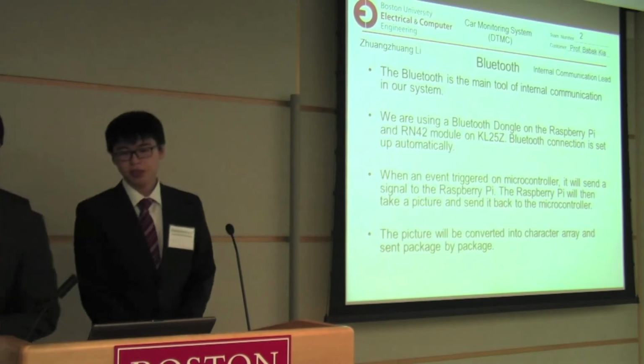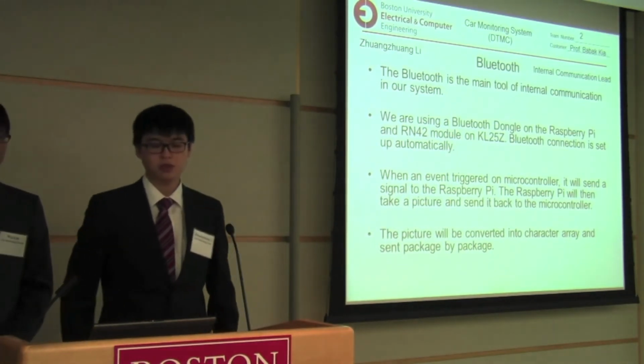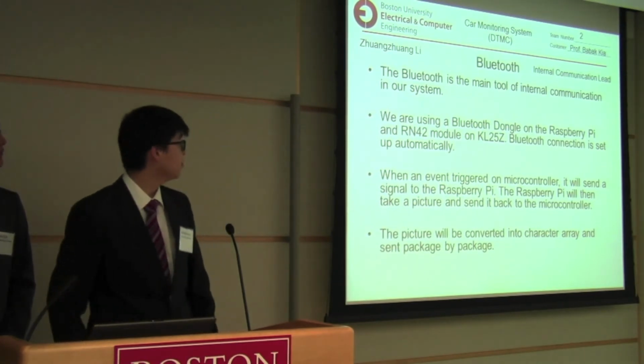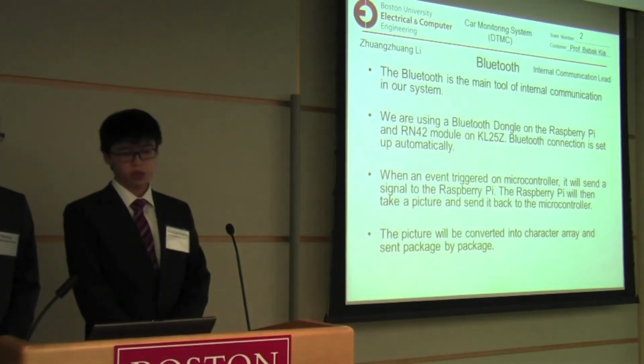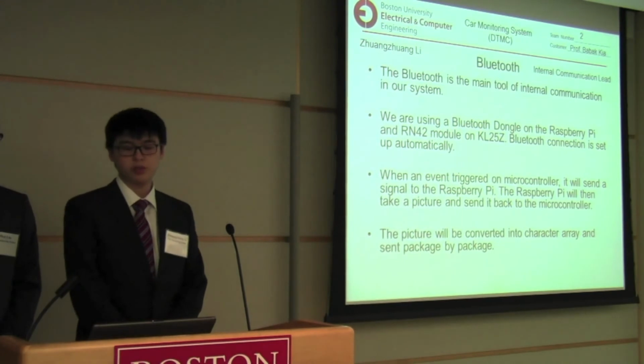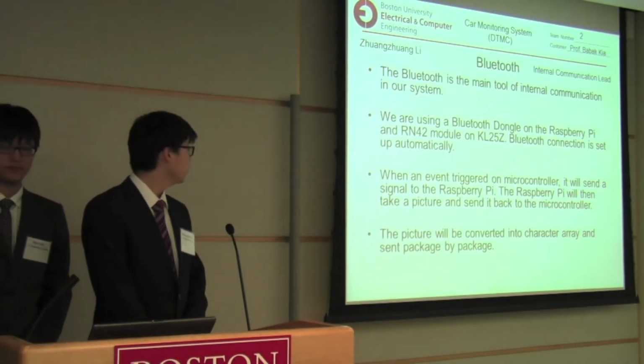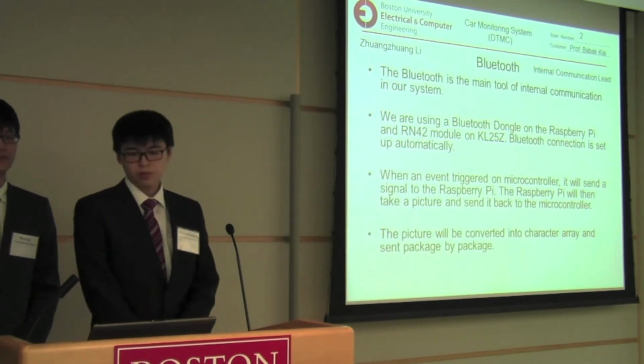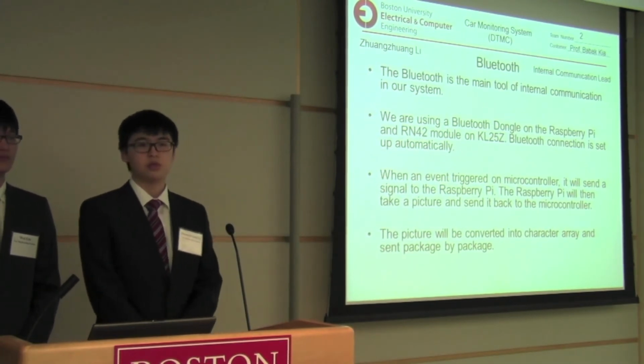All right. I'm taking charge of the internal communication. Basically, in this project, it's between the microcontroller and the Raspberry Pi. And we are using Bluetooth. We installed a Bluetooth dongle on the Raspberry Pi side, and we're using an RN42 module on the microcontroller side. And we use the dongle to be the host to start the connection.